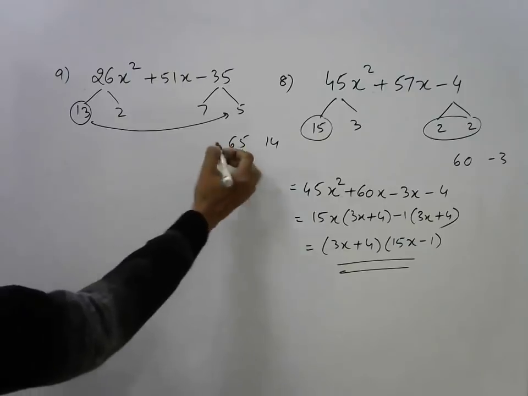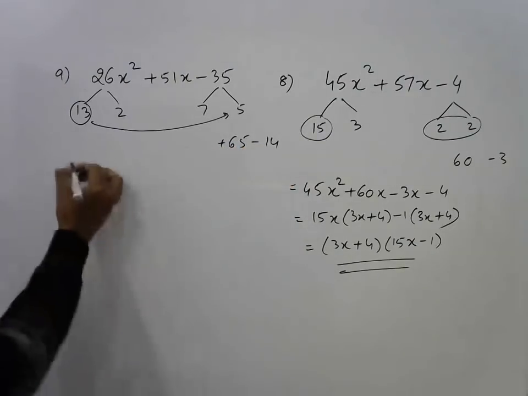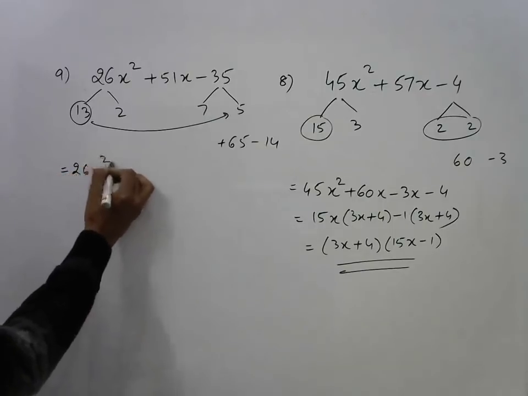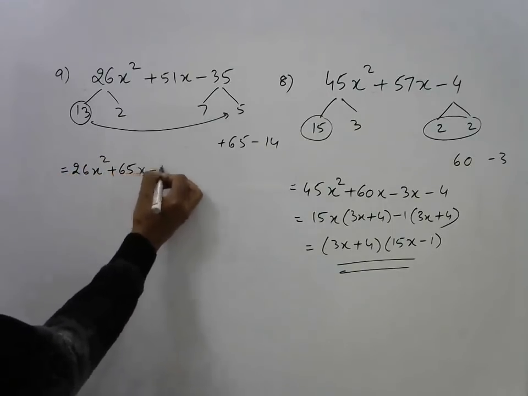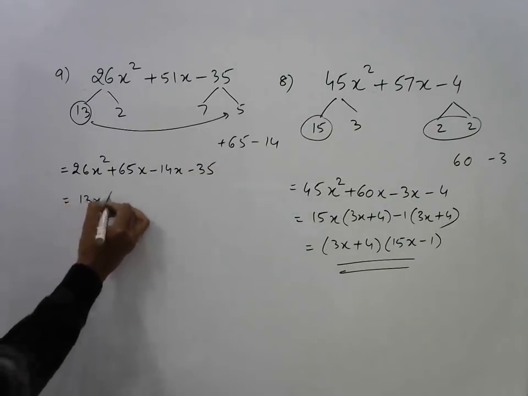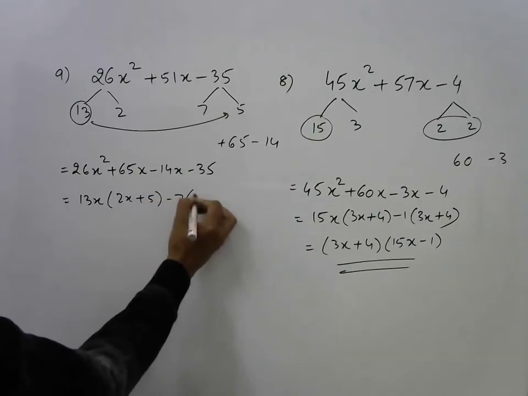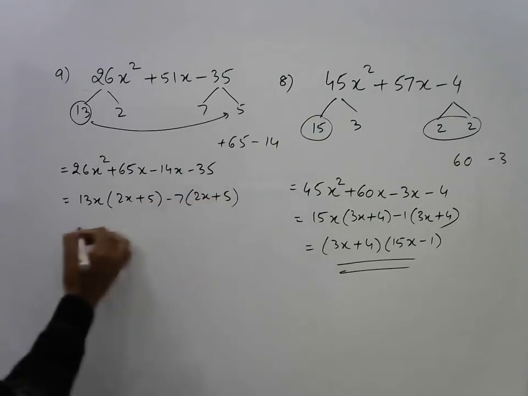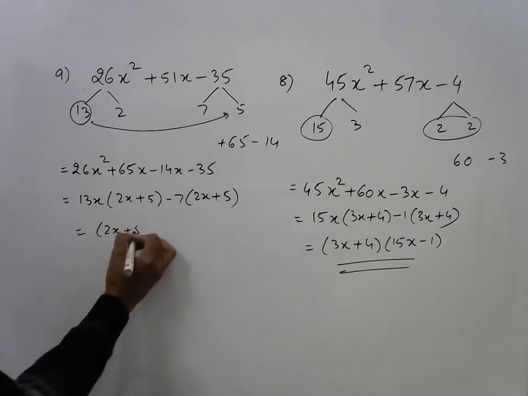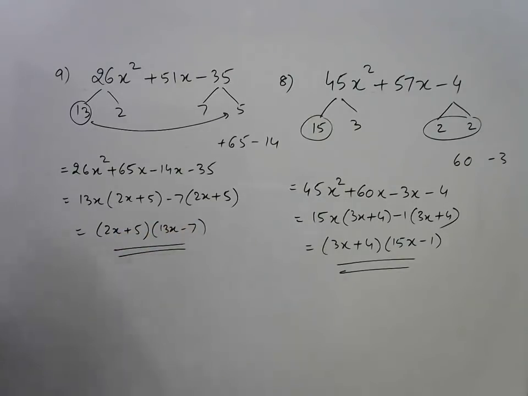Middle term is positive, so larger will be positive and smaller will be negative. So we have the answer 26x square plus 65x minus 14x minus 35, which you can factorize now very easily to get 13x, 2x plus 5 minus 7, 2x plus 5, and the answer will be 2x plus 5 and 13x minus 7. Great work there. 5 people whose name I have taken. Very, very well done, friends.